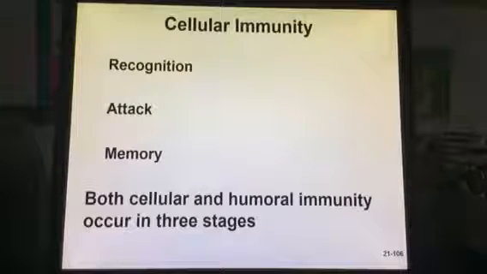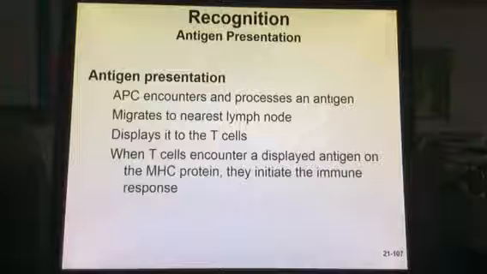Okay, so for each type of immunity, both cellular and humoral, we're going to follow through with these same 3 stages: recognition, attack, and memory. So for recognition, the first step, the antigens have to be recognized, and they have to be presented in order to be recognized. So remember we talked about these antigen-presenting cells, or APC. They encounter an antigen, and then they basically migrate to the closest lymph node and display it or show it to the T cells. When the T cells are encountering that antigen that's been displayed, then that is when they initiate this immune response.